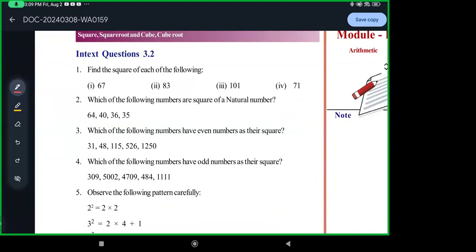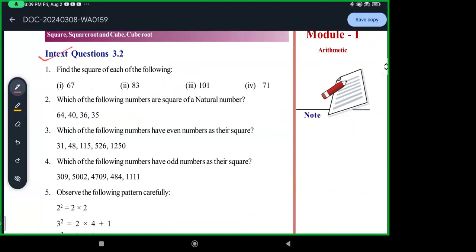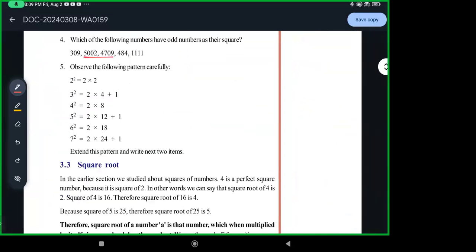Okay, then let's move forward. So you guys can try out exercise questions 3.2 also. Okay, no need to do everything in one day. Slowly, you can do it. Then you just have to identify which numbers have odd numbers as a square, which numbers have even numbers as a square. Okay, very simple it is.